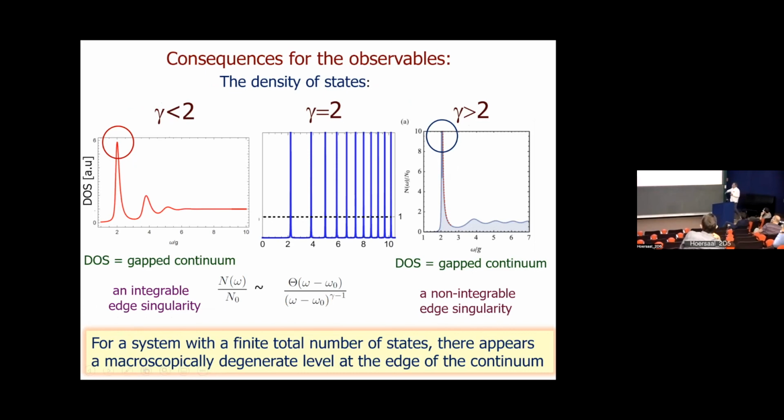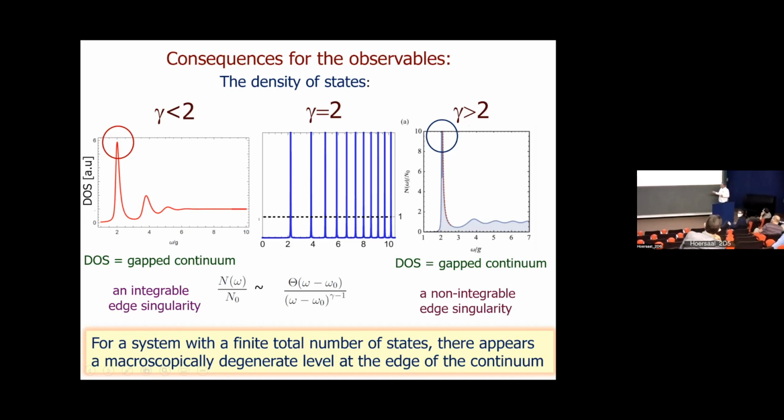And you can ask, well, the density of states for gamma smaller than 2 and gamma larger than 2 seems very similar. Gap and continuum in both cases. There is a transition in between when this crazy delta functional behavior appears. And you can ask, what's the difference between these two cases? There is a difference.